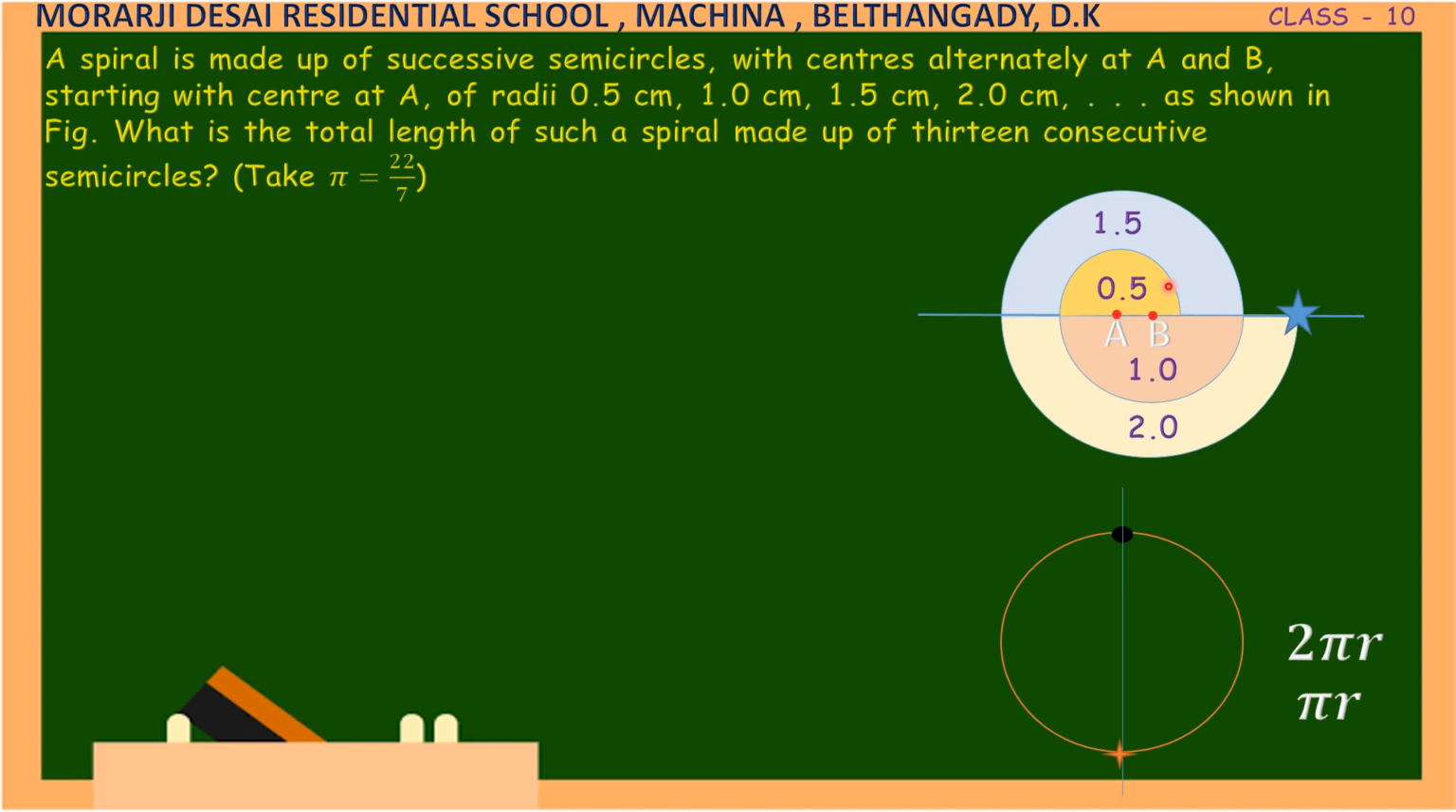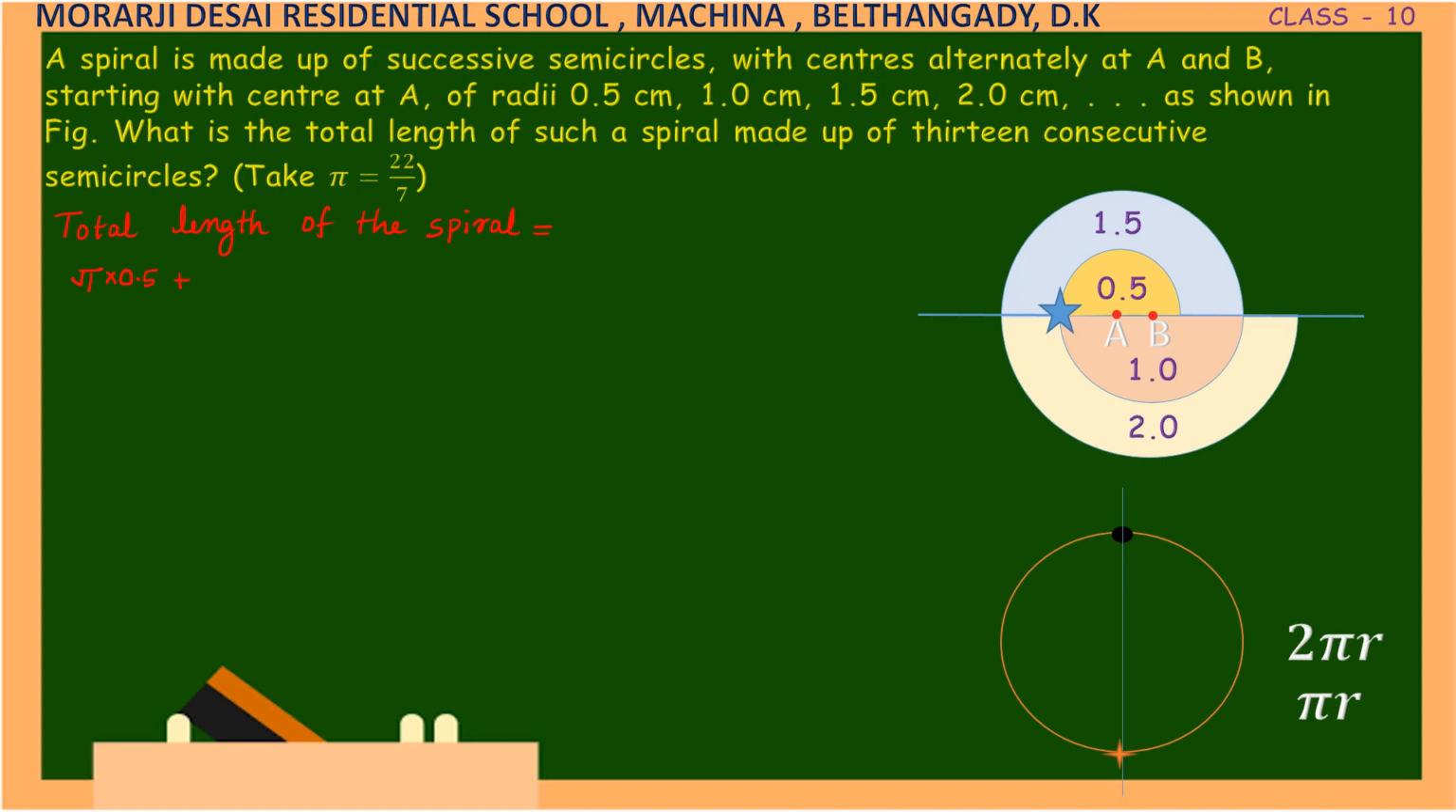Now in this spiral, first we have to calculate the length of the arc of a semicircle with radius 0.5. Means we have to calculate this length. Now we have the formula pi r. Now for the first semicircle, the radius is 0.5, that is r is 0.5. So the total length of the spiral is equal to, we have the formula pi r. For the first semicircle, the length of the arc is pi into r. r is 0.5.